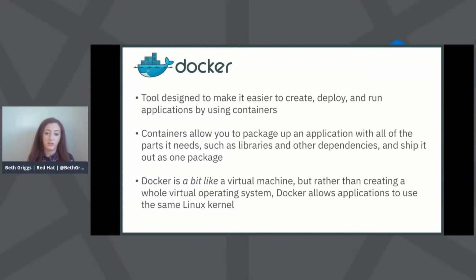Sometimes cited as trying to solve the works on my machine problem. It means you can package up the app with everything it needs and make it portable. And often folks explain Docker as if it's like a virtual machine. The main difference between a virtual machine and a container is that rather than creating a whole virtual operating system, Docker allows applications to reuse the same Linux kernel. But it's often explained as being a bit like a virtual machine technology, but there are key differences.